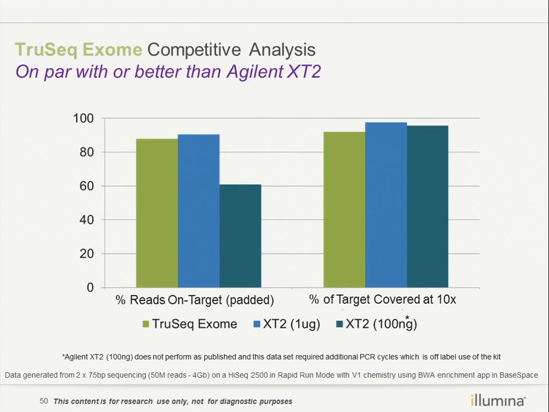So we would like to compare our kit with another kit from another provider. When we both use 100 nanogram inputs, the on-target rate from our kit is much better than the other one. The coverage depth is also very comparable.